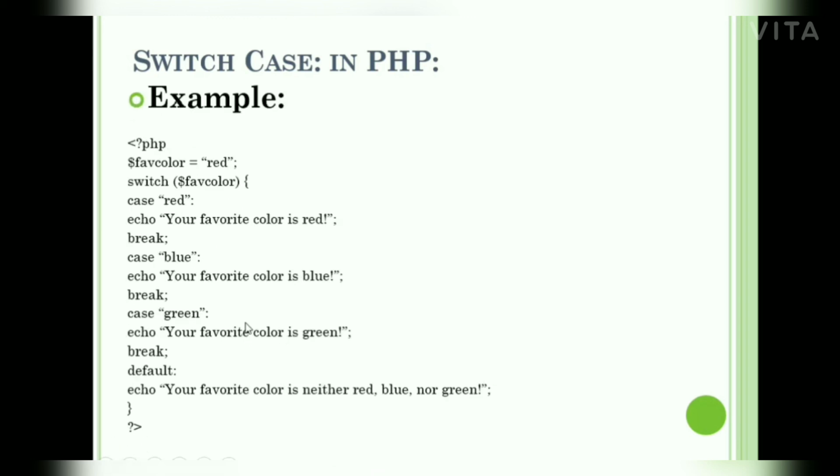Let us see an example. Favorite color is red. If the favorite color is case red, we have to display your favorite color is red. Break. In the case of blue, you have to display your favorite color is blue. Break. In the case of green, your favorite color is green. Break. If none of the inputs are here, the default will be your favorite color is neither red, blue nor green.